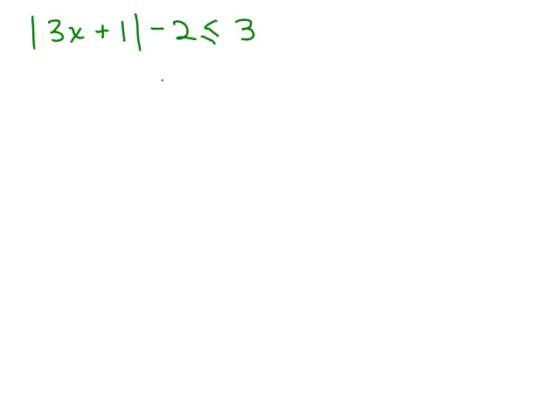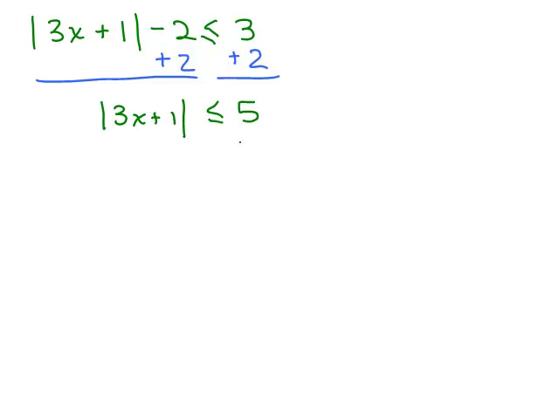All right, so let's see. How would we solve this? We don't have the absolute value sign isolated, so how about we add 2 to both sides? If we do that, I've got on the left side just the absolute value of 3x plus 1, and on the right side I've got 5.